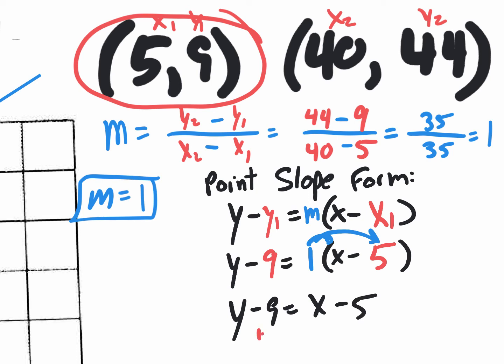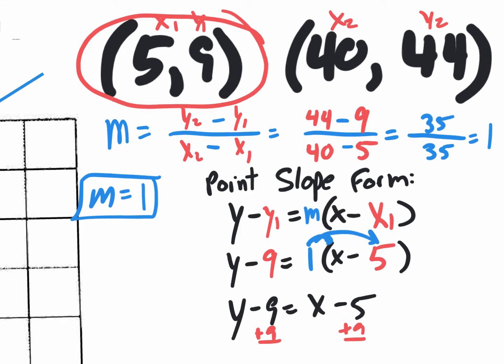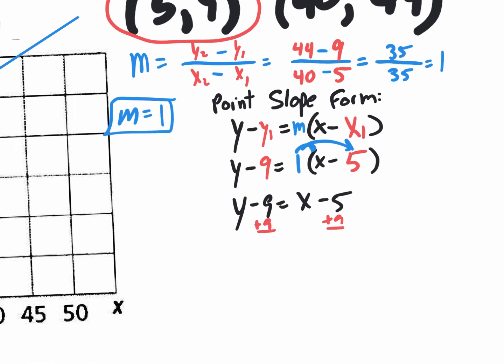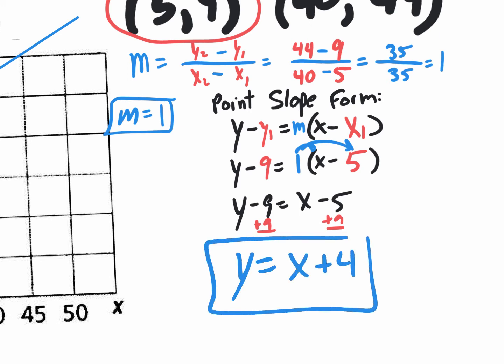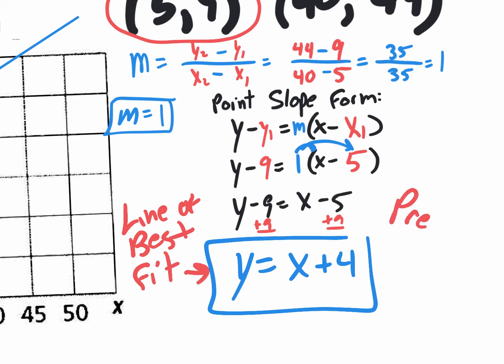Final step would be to add 9, giving you your final line of best fit equation being y equals x plus 4. This is it. That is the line of best fit right there. Also known as prediction equation.